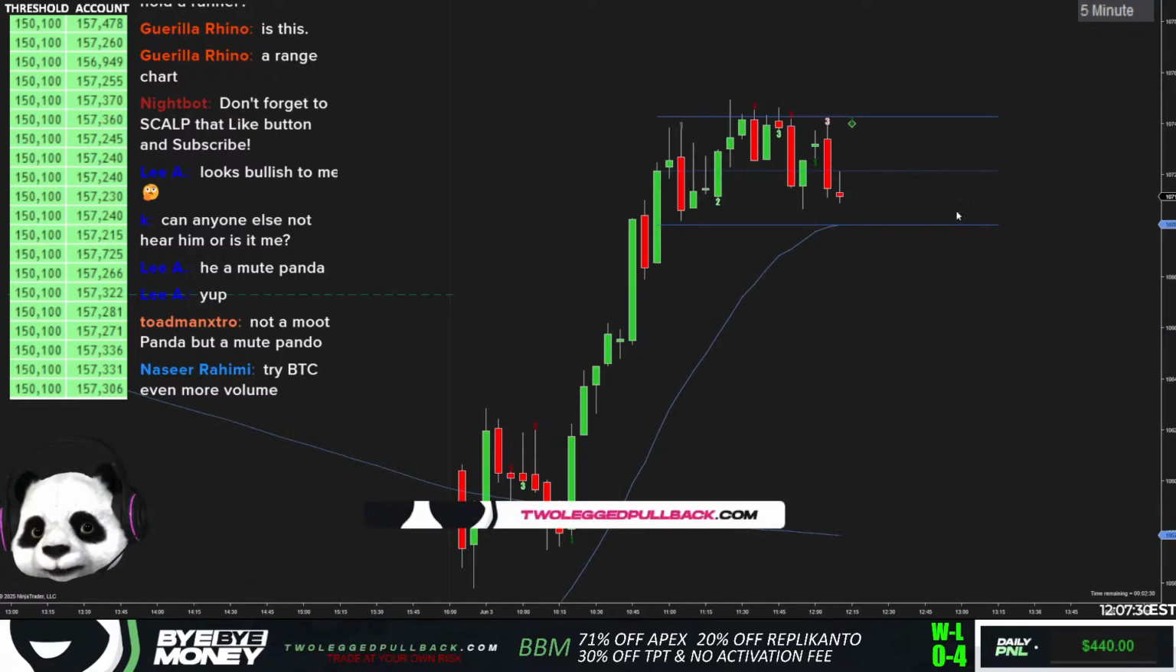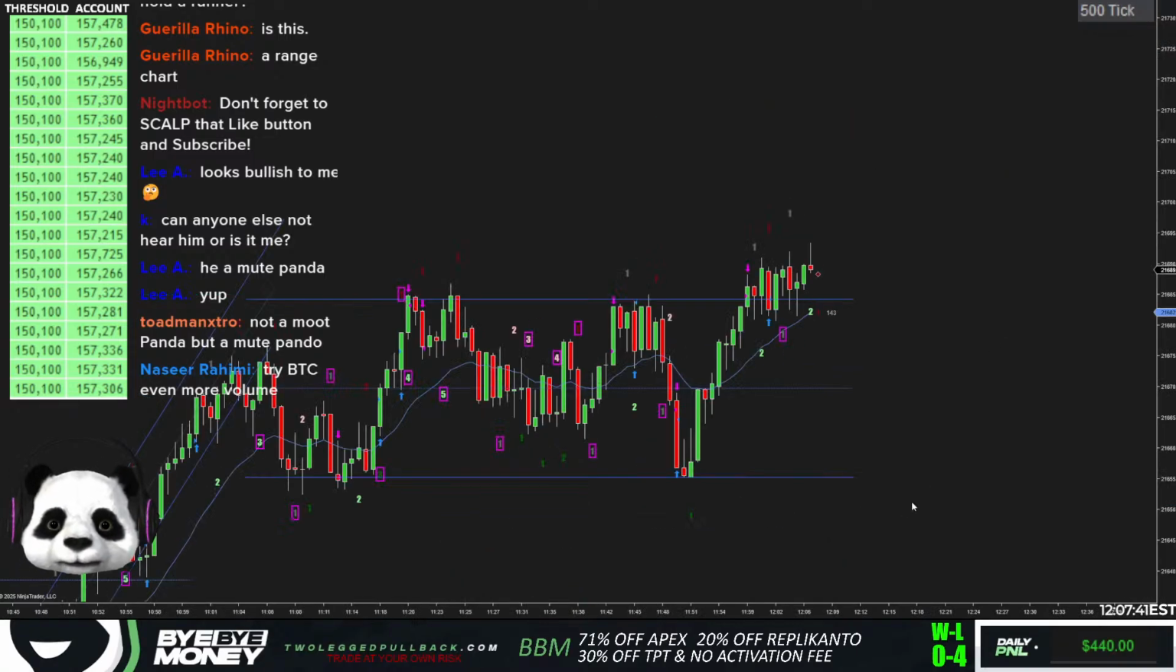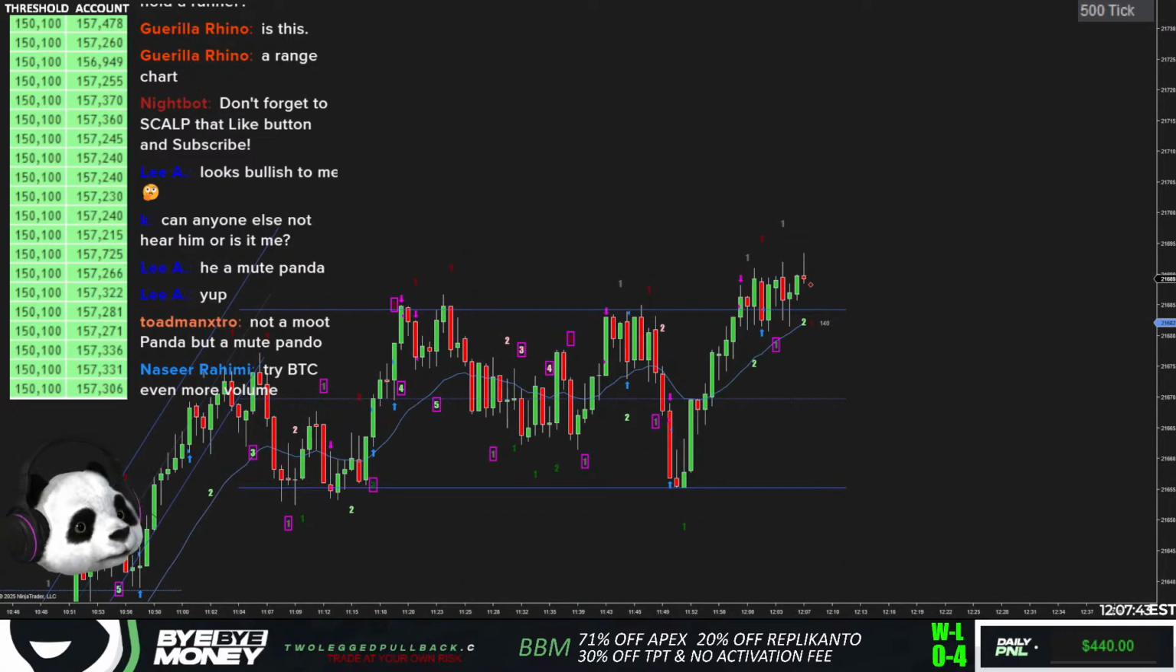I mean, is this fun to trade? This looks like it's not. This is barely moving. I don't know. Nothing's worth it. Every instrument right now is just dead.